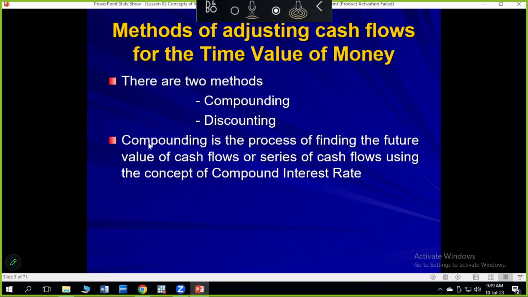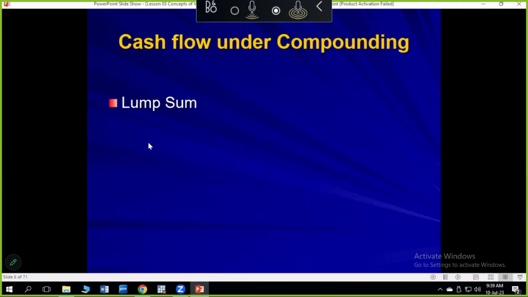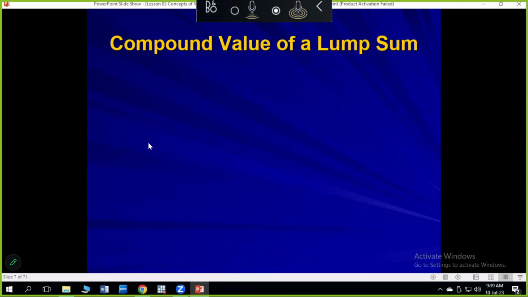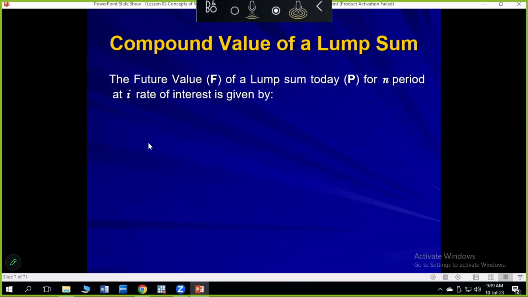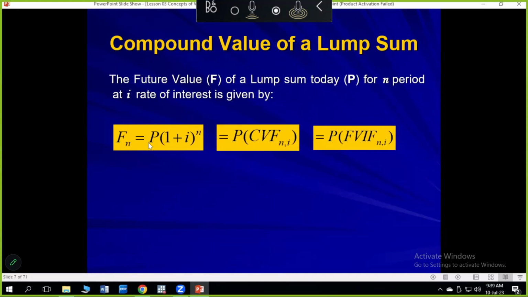Under the compounding method, we use compound interest to get the future value of a lump sum, the future value of an annuity, the future value of a sinking fund, etc. The compound value of a lump sum should be calculated using this methodology: the present value of a lump sum today should be multiplied by the interest factor, which is defined as (1 + i) to the power n.